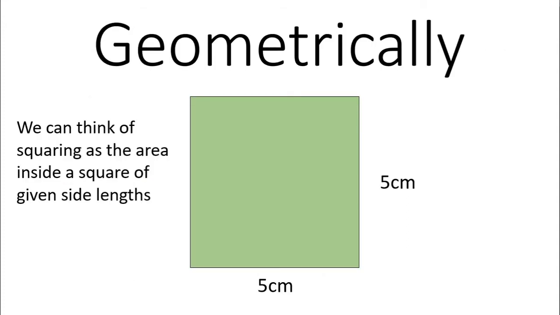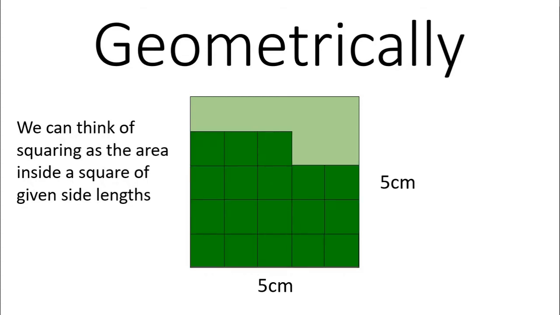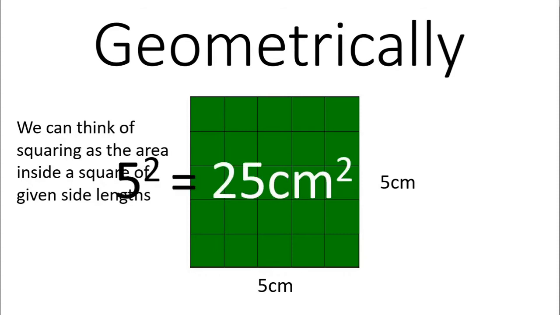We can think of squaring as the area inside a square of given side lengths. So here I've got a square of side lengths 5 by 5. So 5 times 5, there are 25 squares, which is why we say this is 25 centimeters squared.